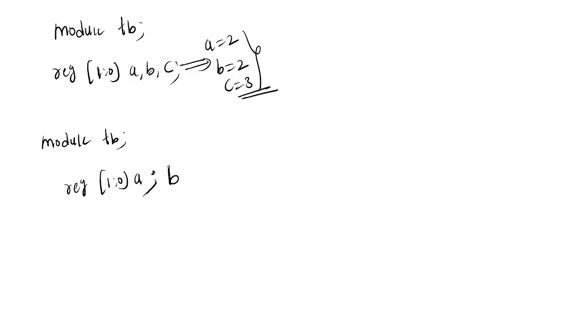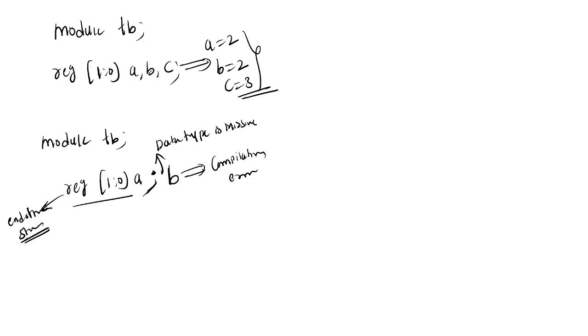Some error is there. Any statement is closed with this semicolon, which is nothing but the end of the statement. Here you declared B, but the data type is missing. You have not declared any data type, so it will throw a compilation error.